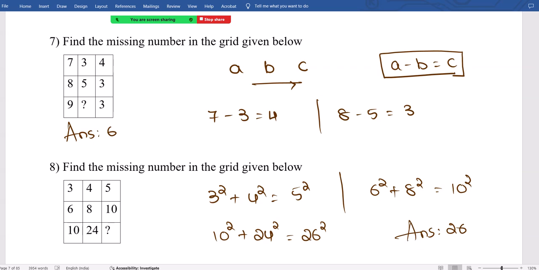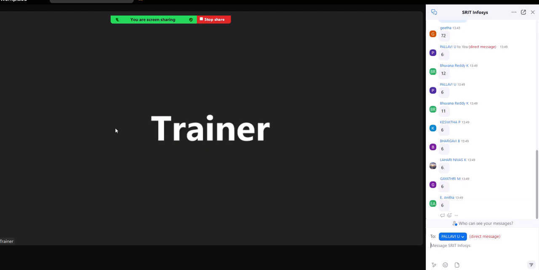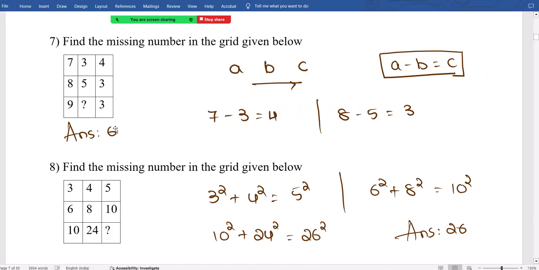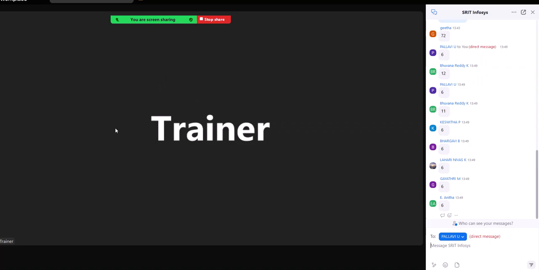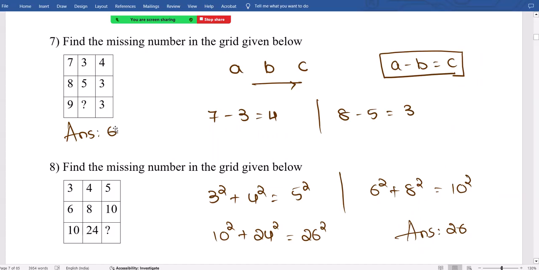As these are memory based questions, students have not given any. Excellent. Good. Many are responding with their answers. Excellent. Now see the next question.